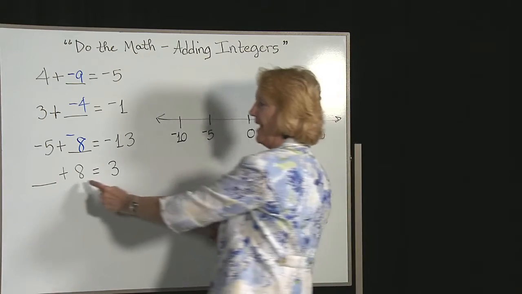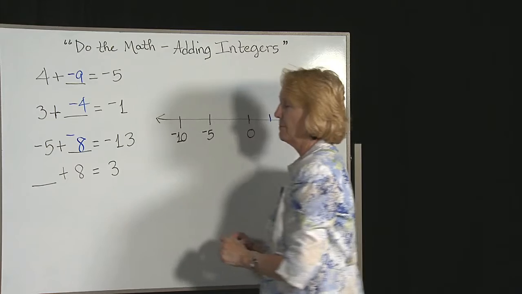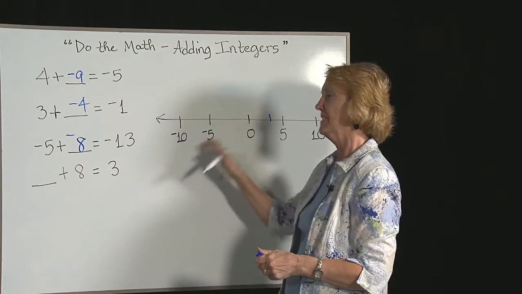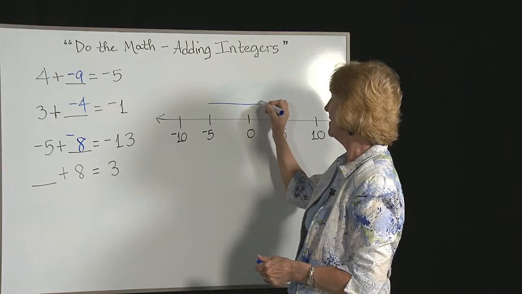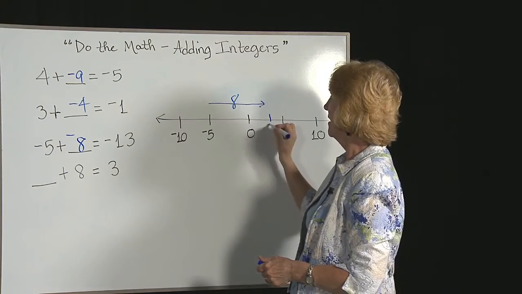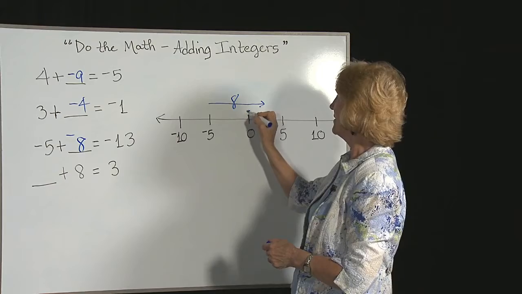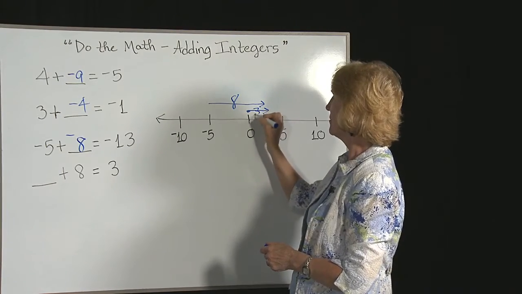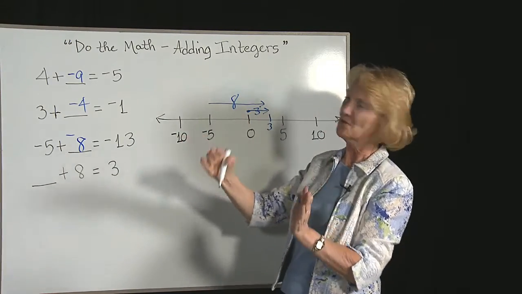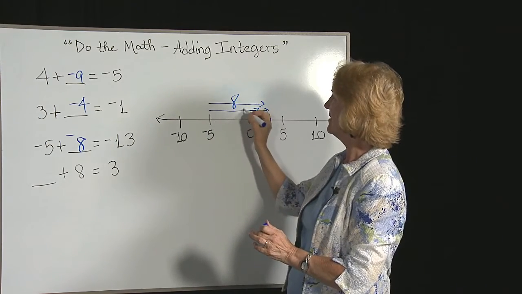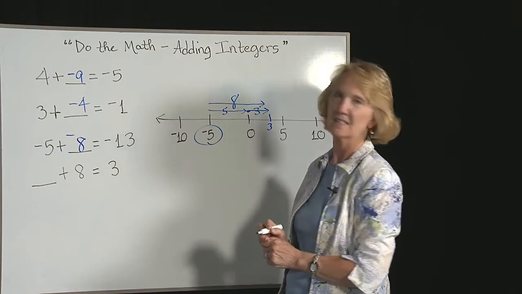This one, we add 8 to something, and we still only end up at +3. So we must have been in the negatives. We add 8, and we still only end up with 3. So we can reverse it. To get from 0 to 3 must have been a distance of 3. And if we have to go a whole distance of 8, and we use up 3, we must have gone a distance of 5. So where were we before? -5.